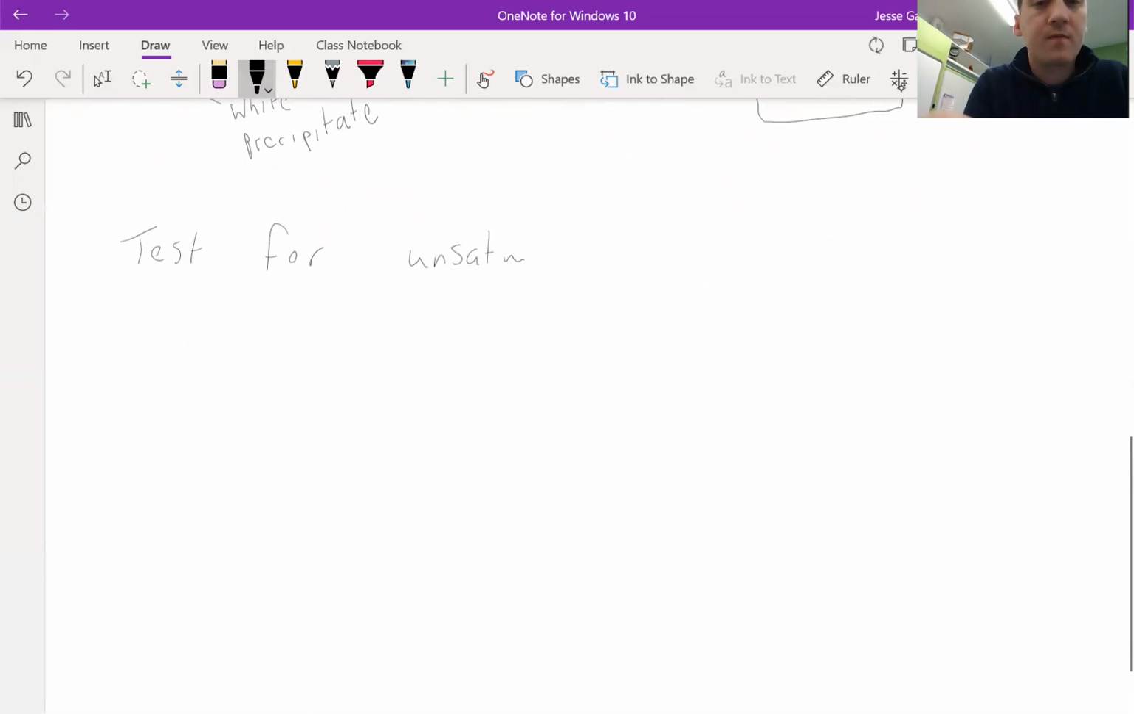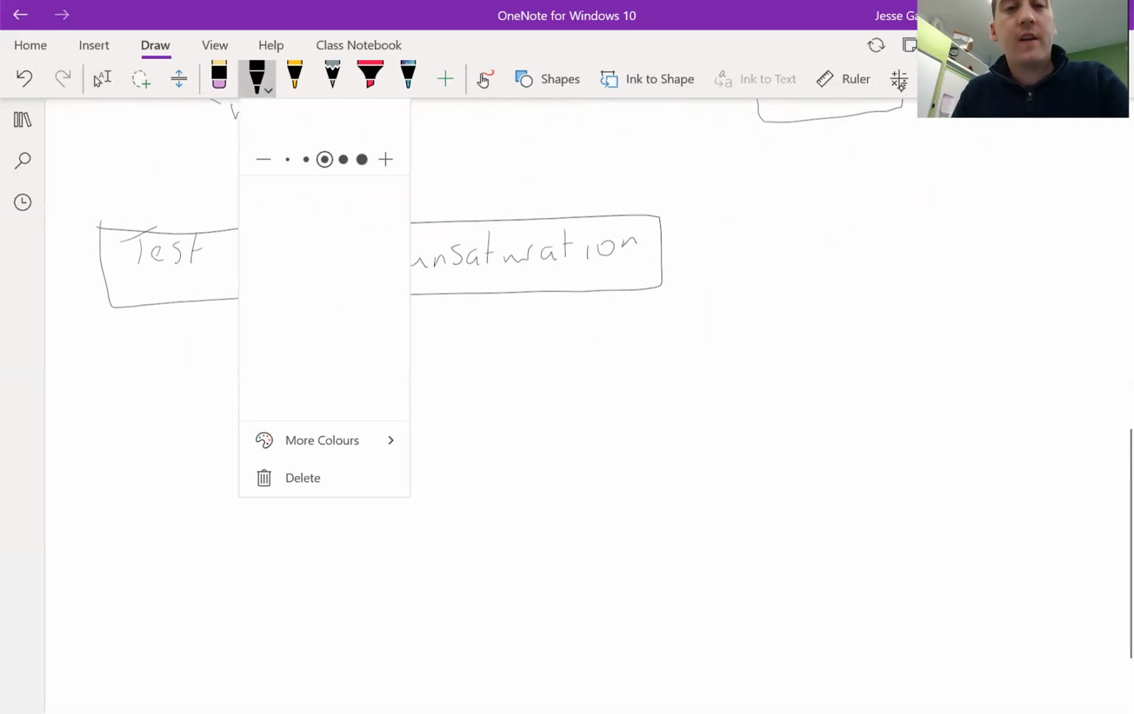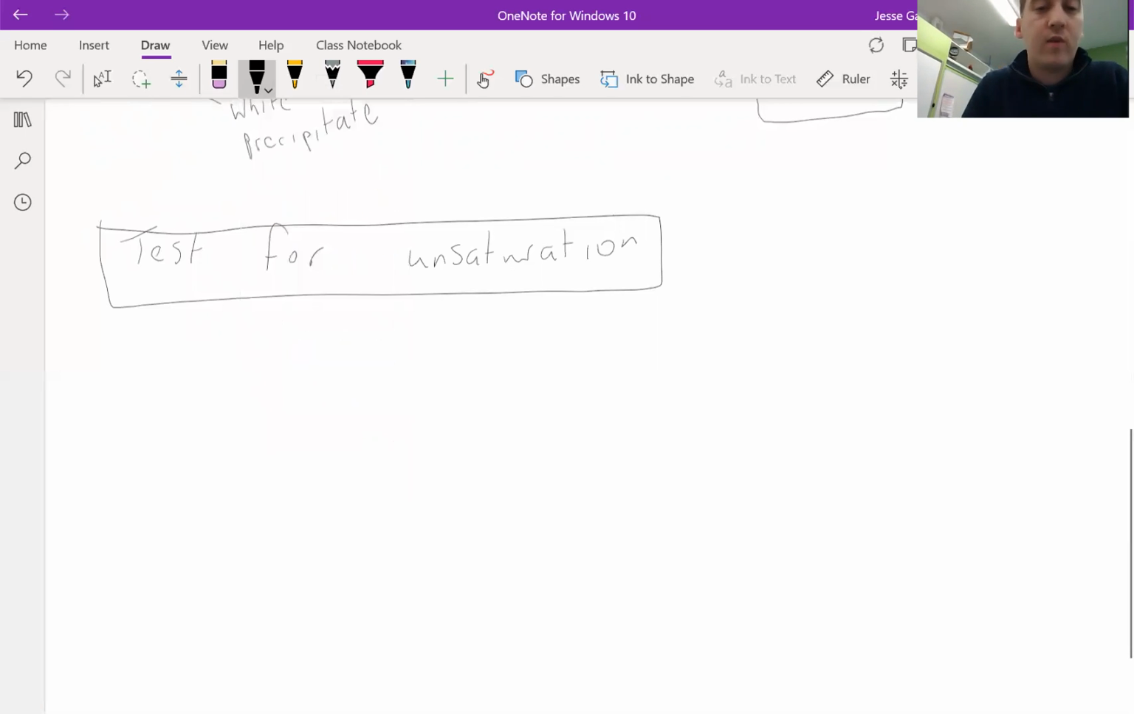Unsaturation. Remember, unsaturation means it's got a double or a triple bond. We have to see if we can prove that or if we can test for it. There's actually two ways of doing this, two tests.